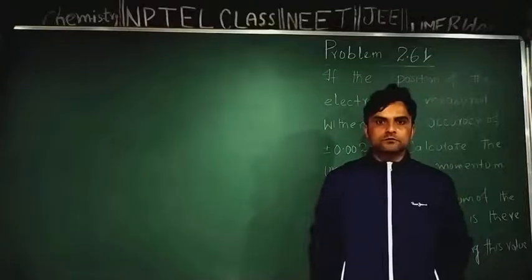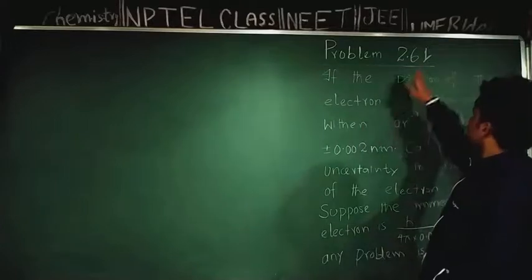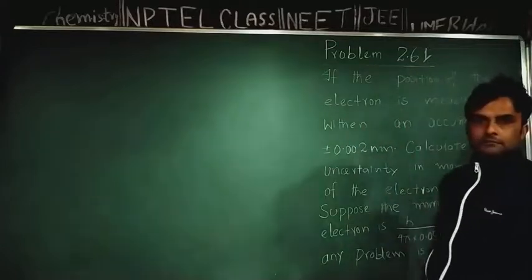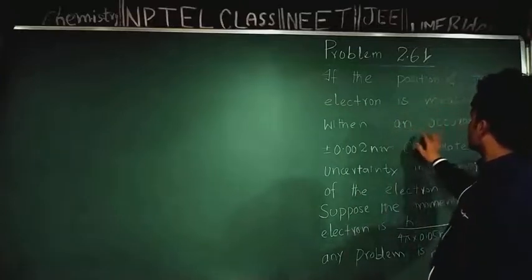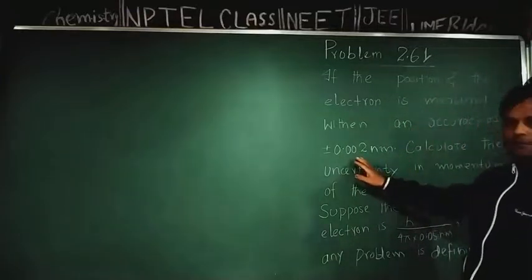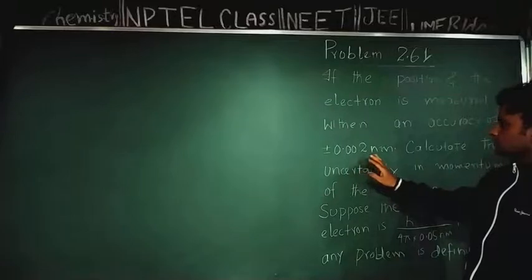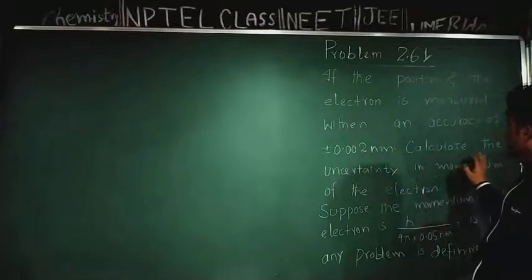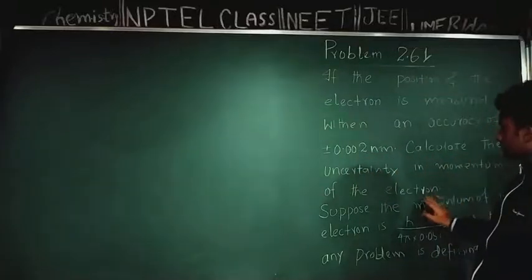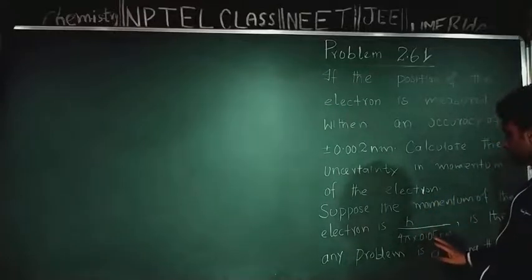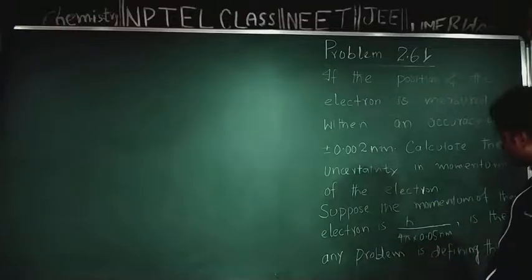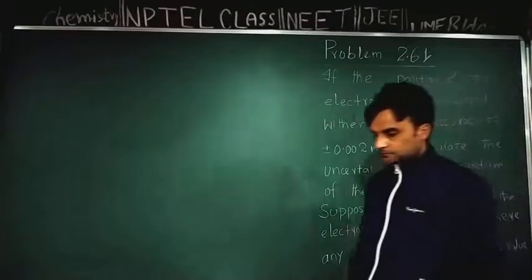Today I am here to solve chemistry class 11th NCERT problem 2.61. Let me read the problem. If the position of the electron is measured within an accuracy of plus minus 0.002 nanometer, calculate the uncertainty in momentum of the electron. Suppose momentum of the electron is h by 4 pi into 0.05 nanometer. Is there any problem in defining this value?